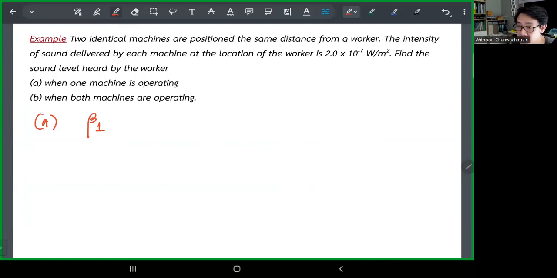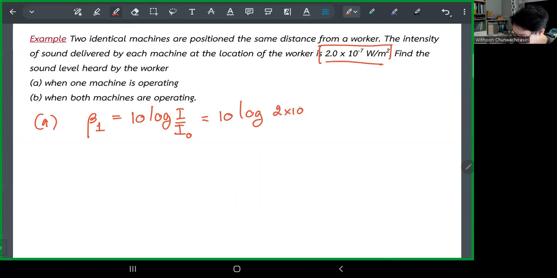All right. We use beta to signify that we are talking about the intensity level. So what we need to do is just take the 10 log of I over I naught. Now you have only a single machine running, so your intensity is coming from just a single machine. So your intensity is going to be 2 times 10 to the negative 7, and then you divide it by 10 to the negative 12, the numbers that we agreed we're going to use for the threshold of hearing intensity. And that's it, guys. It's 10 log 2 times 10 to the 5th.